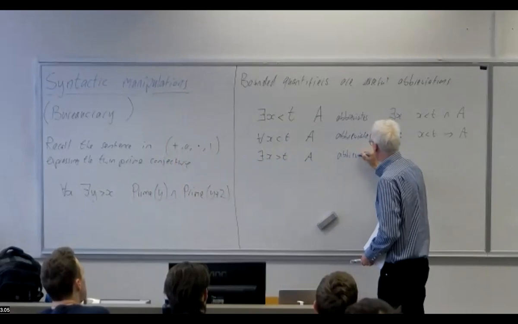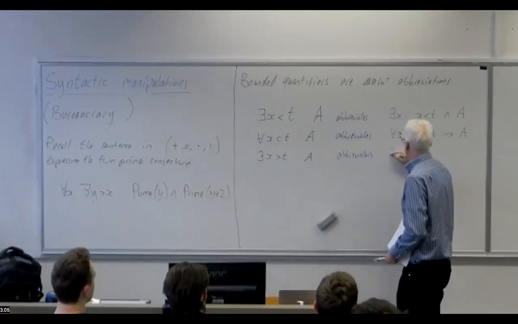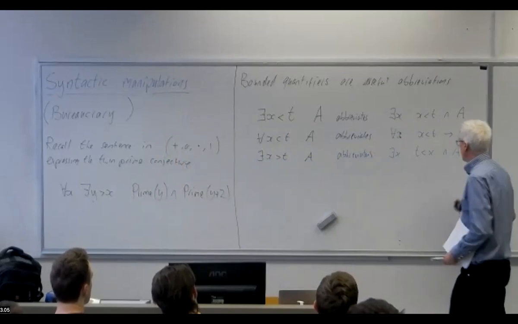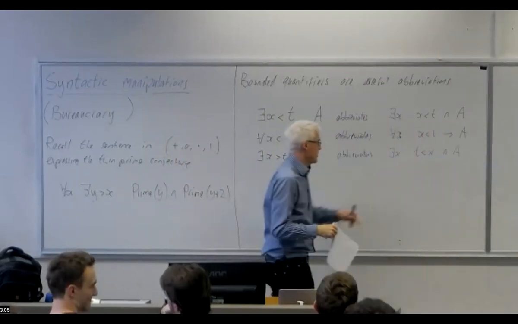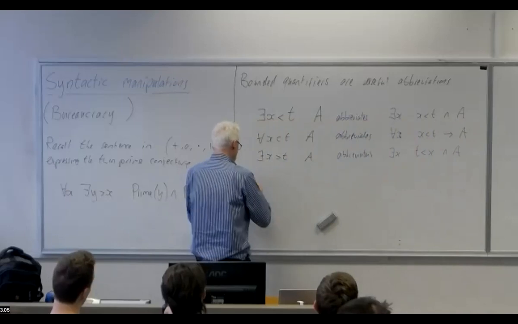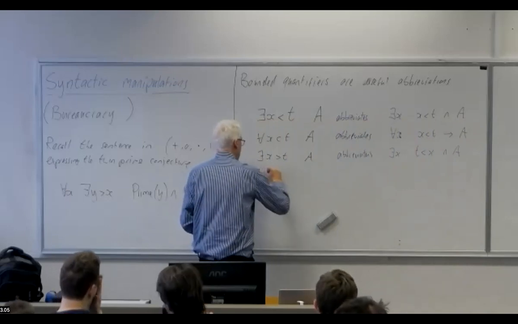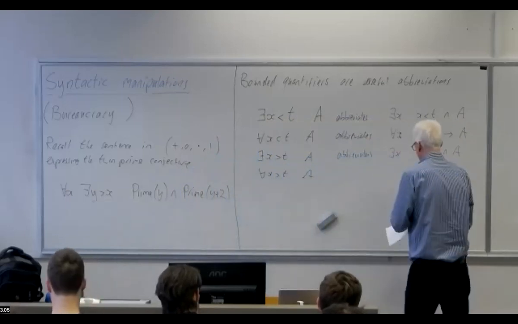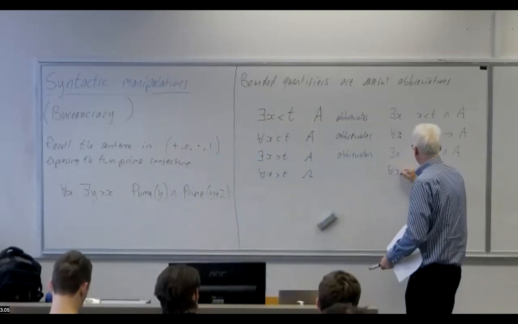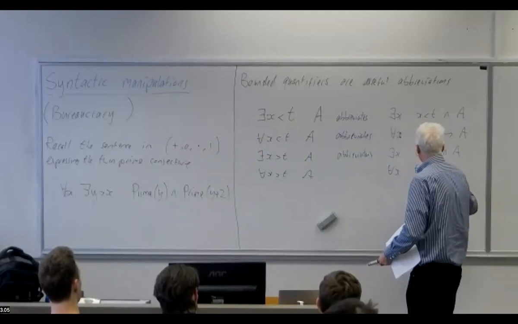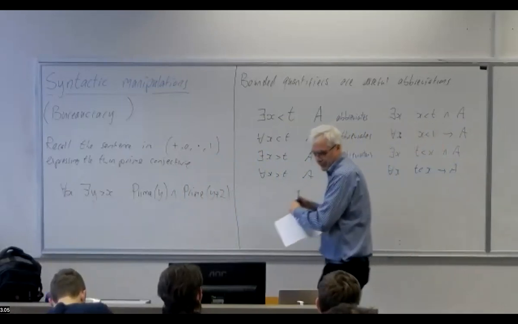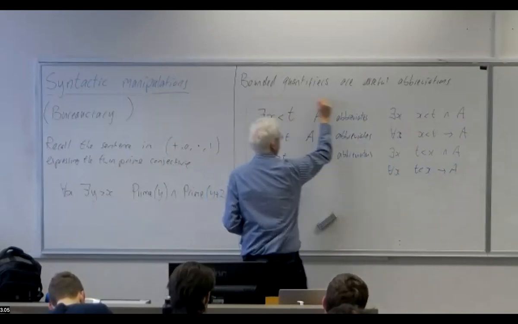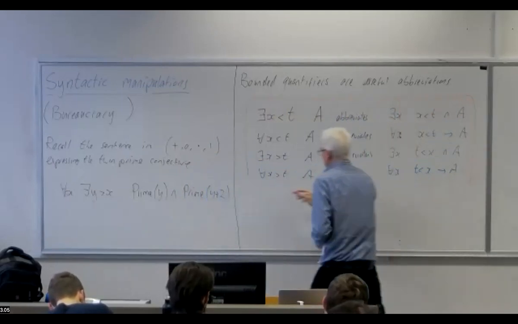So this abbreviates exists an x, in this case t is less than x and a. So you see, one can just use the other orientation there. And lastly, for all x greater than t, a, and that abbreviates, obviously, for all x, t is less than x implies a. Okay. So hopefully that's all very simple.